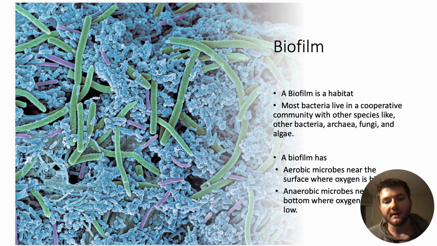A biofilm has aerobic microbes near the surface, where the oxygen is high, and anaerobic microbes near the bottom, where the oxygen is low. So that's how a bacteria habitat, a biofilm, is. And this picture here is a good example of what one would look like. It's out of the textbook. I liked it.